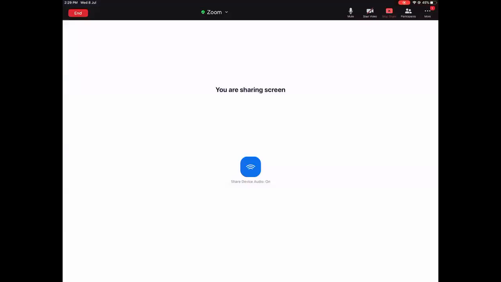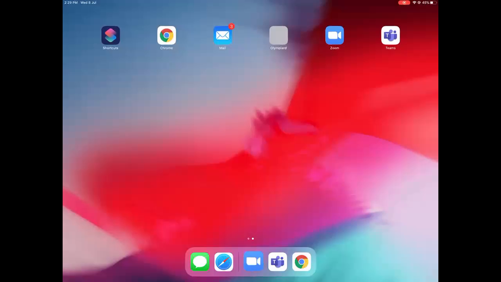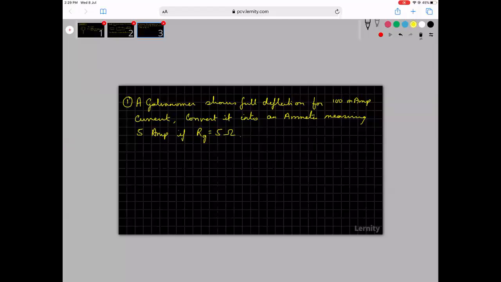Let's write down this question. A galvanometer shows full deflection for 100 milliamp current. Forget about the screen or anything, you just start working in your notebooks. Convert it into an ammeter measuring 5 amperes, if the resistance of the galvanometer is equal to 5 ohms.